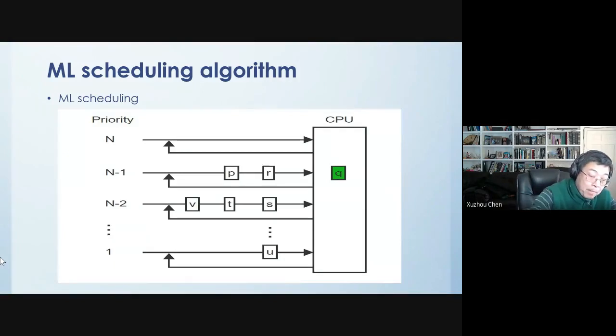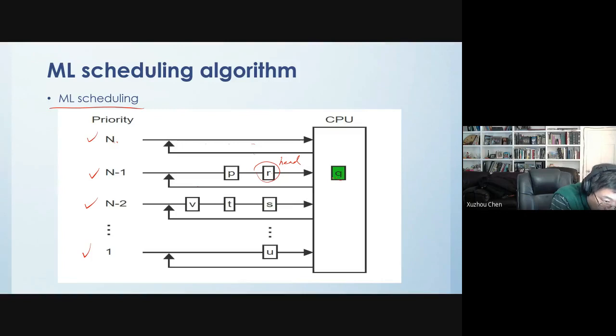So here's the multi-level scheduling, and I have a highest priority queue n, and then the next one n minus 1, n minus 2, all the way to 1. Currently there's no process in level n, right? So then we're going to check the next level, and process R looks like it is at the header. Oh no, process Q is currently running.